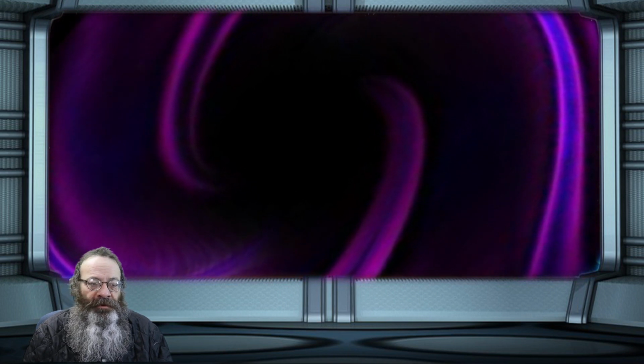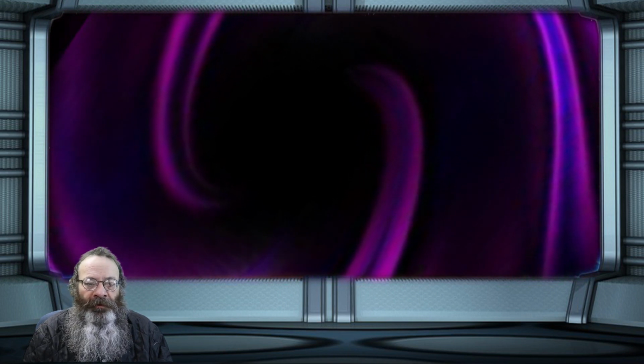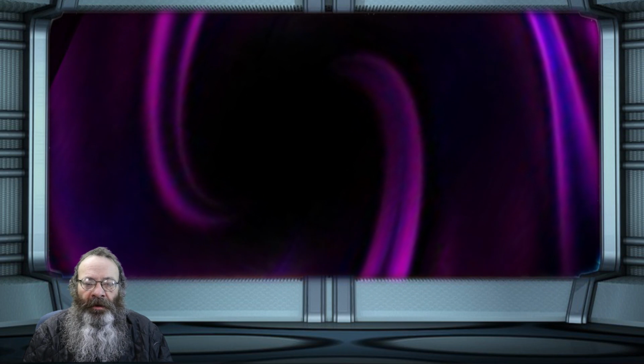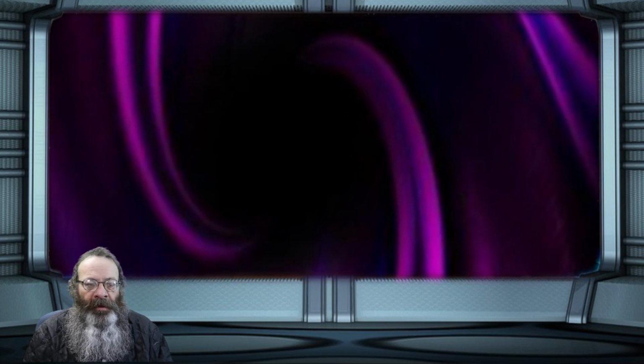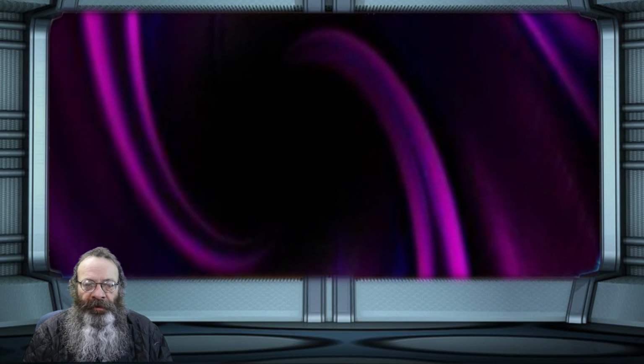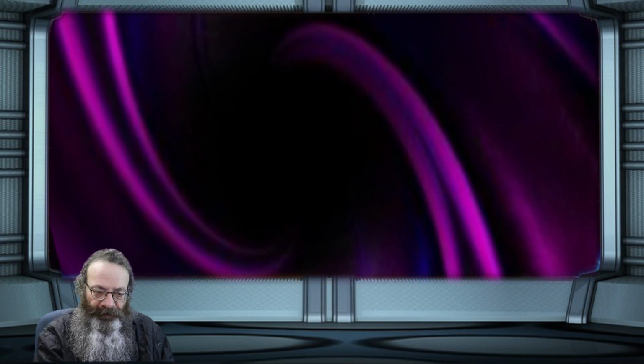The current leading designs include the tokamak reactor, adopted by the International Thermonuclear Experimental Reactor, ITER, and the laser-based inertial confinement device, exemplified by the National Ignition Facility, NIF, in the US.